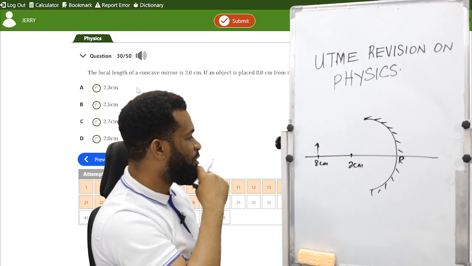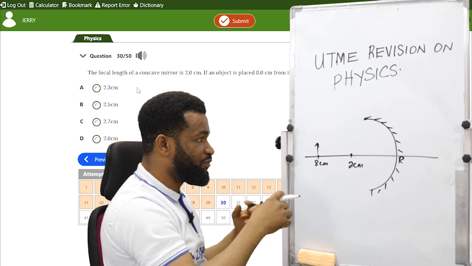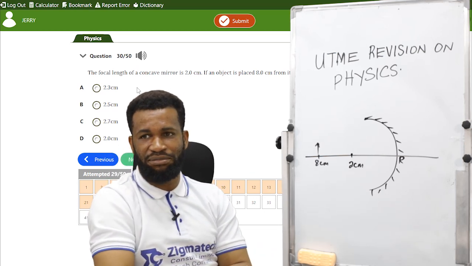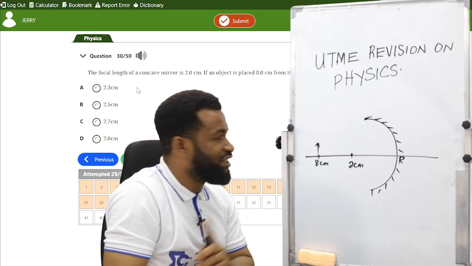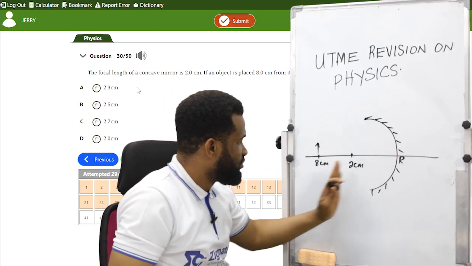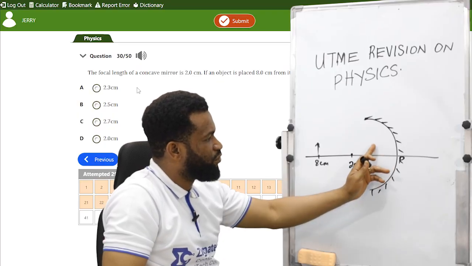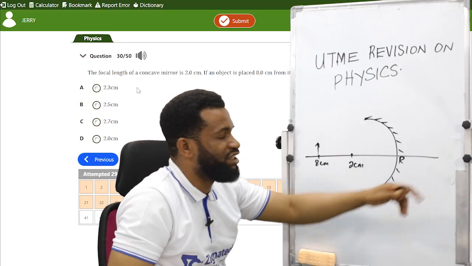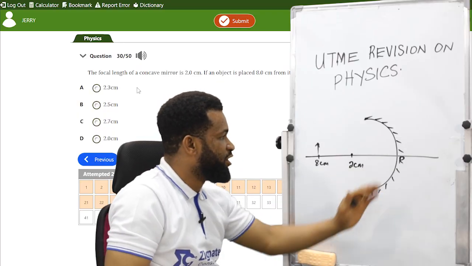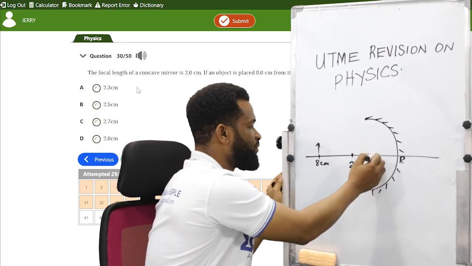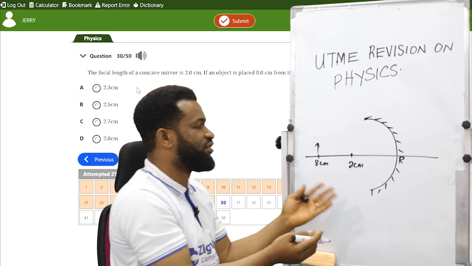That means the image that will be formed is going to be a real image. It's not going to be a virtual image, and it's going to be formed in front of the mirror. It's not going to form behind; if it forms behind, then it is a virtual image. If it's a real image, it must form somewhere here. We don't know the place where it is formed, and that is what we are looking for.